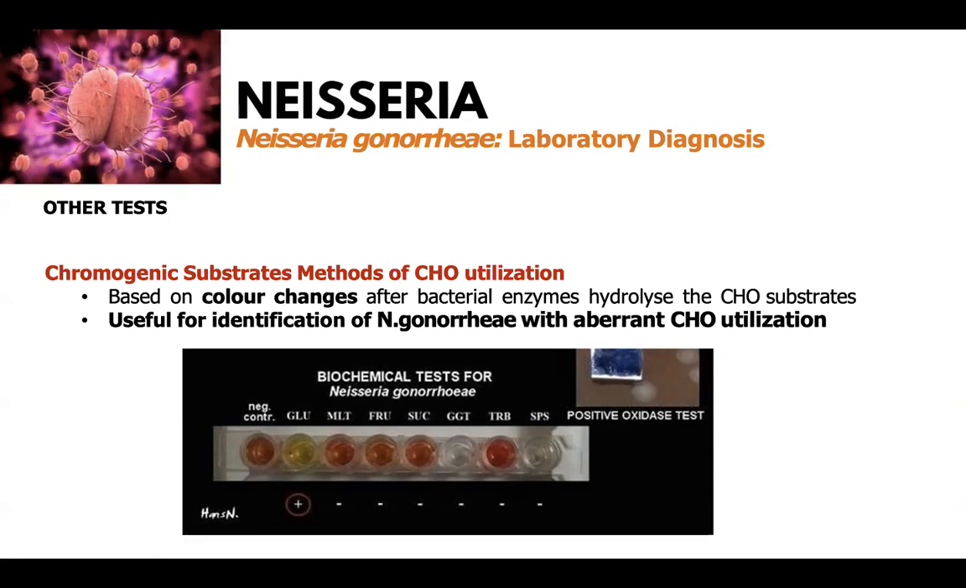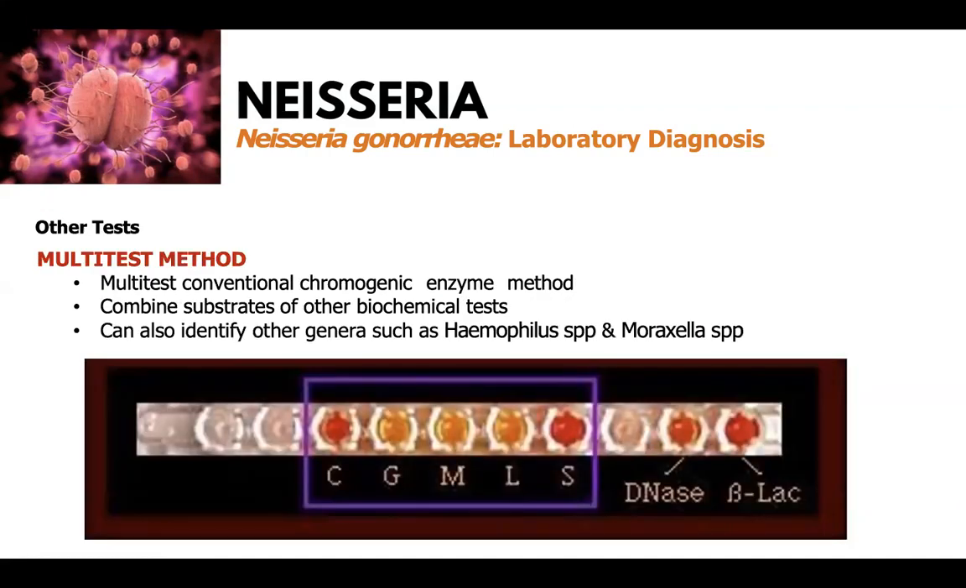Okay? Now, the good thing about this type of method, yung chromogenic method, is that it is able to identify gonococcus with aberrant carbohydrate utilization reactions. Ibig sabihin ng aberrant, guys, idagdag natin sa ating vocabulary dahil bago ko lang din siya nalaman. Aberrant is unusual, uncommon. So may mga Neisseria gonorrhoeae kasi na variable ang kanyang reaction. May mga strains na minsan nagre-react, minsan hindi. So pwede nating hulihin using this method. Okay? Then we have the multi-test method.